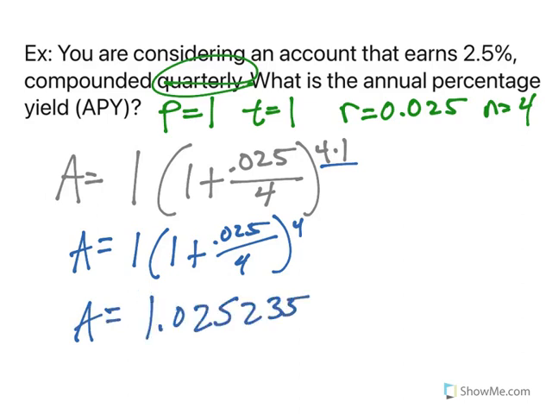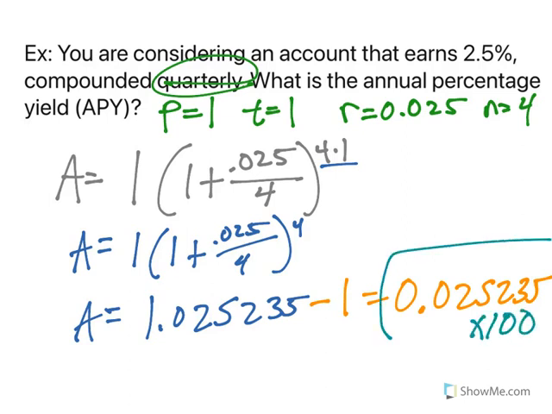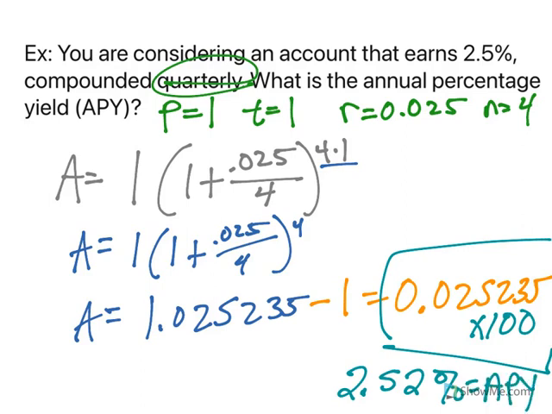So when I do all of this, I get an ending amount of 1.025235. Remember, after we do all of that, we're going to subtract 1. So I get 0.025235, and this goes on and on, but that's fine. To get this into a percent, I'm going to multiply by 100. So 0.025235 times 100 gives me 2.52%, and that would be my APY. I just rounded to the nearest hundredth of a percent.